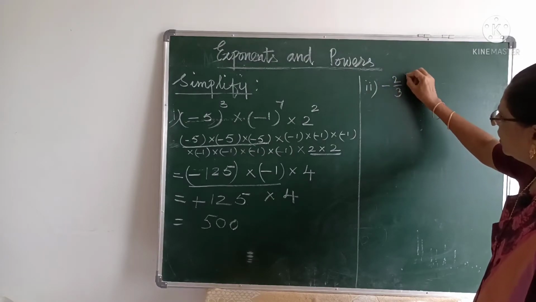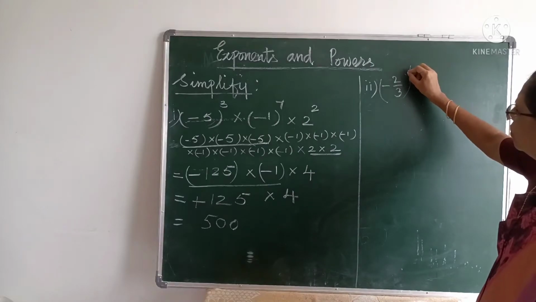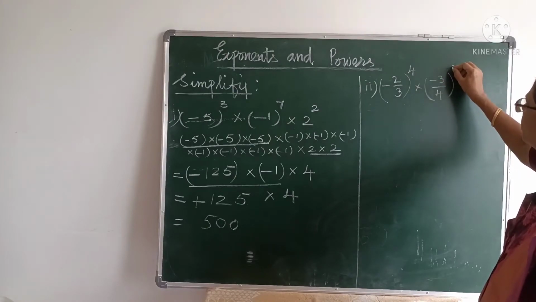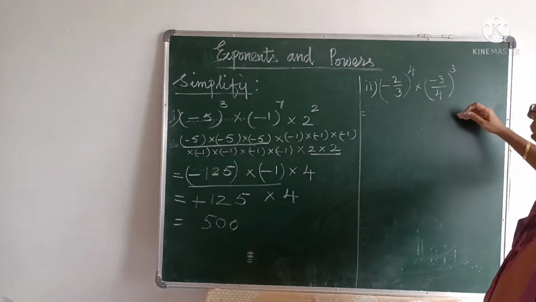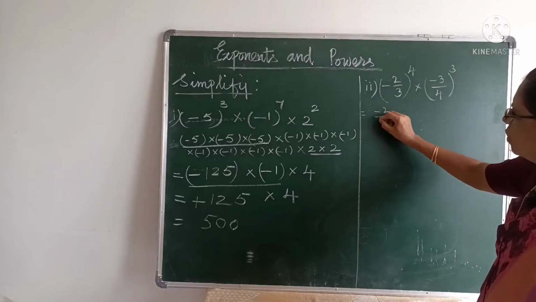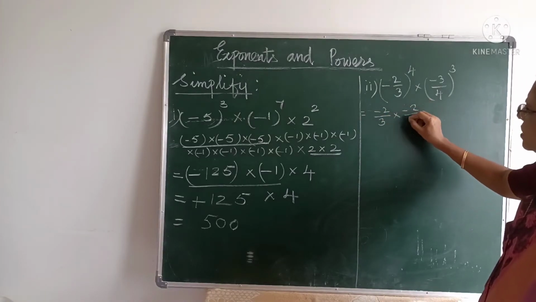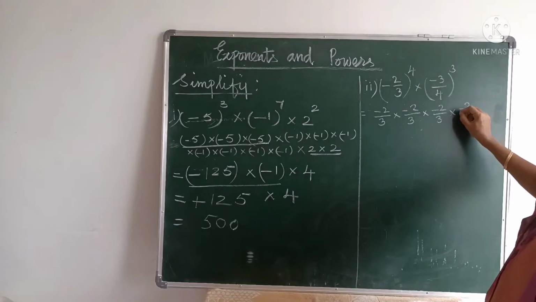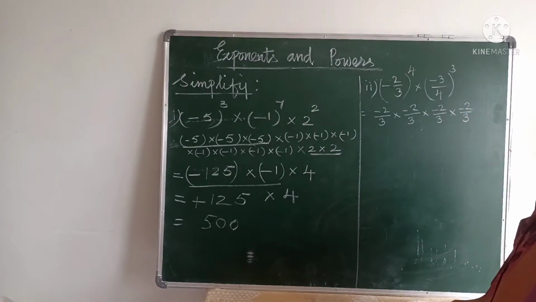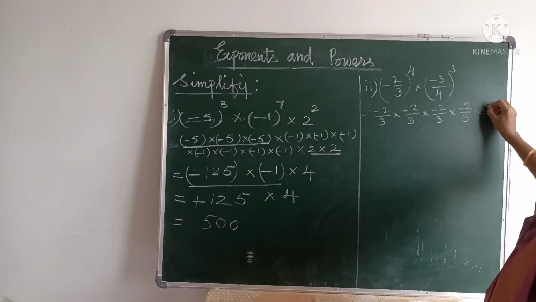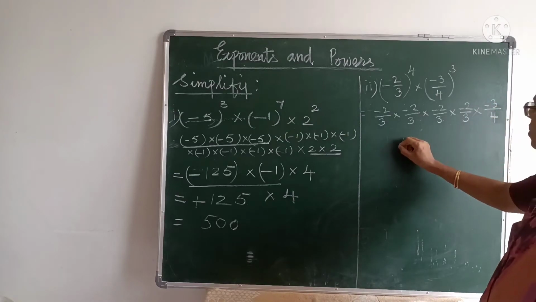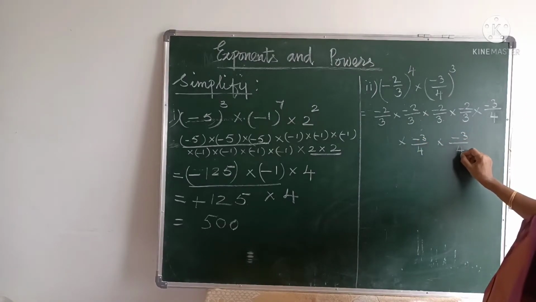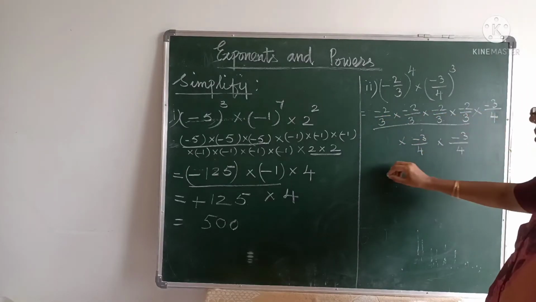Minus 2 upon 3 power 4 into minus 3 upon 4 cube. First let us write it in the long form. Minus 2 upon 3 into minus 2 upon 3 into minus 2 upon 3 into minus 2 upon 3 into minus 3 upon 4 into minus 3 upon 4 into minus 3 upon 4. Let us find out the answer for this one.